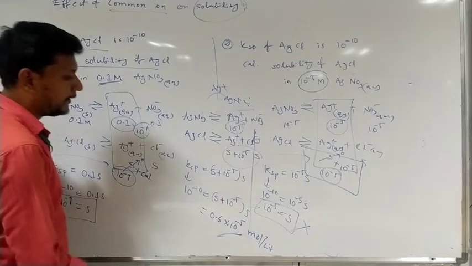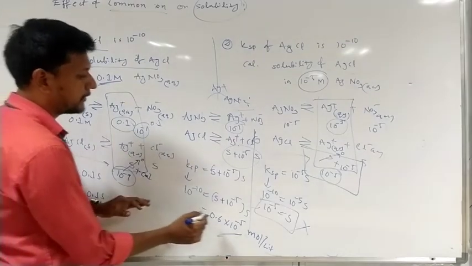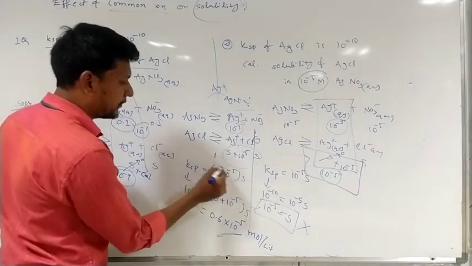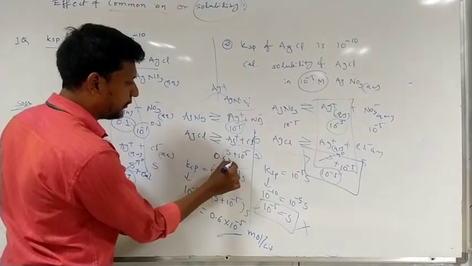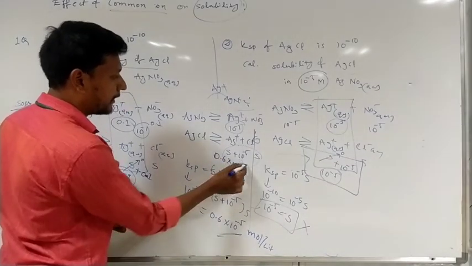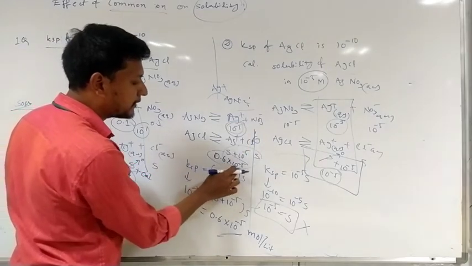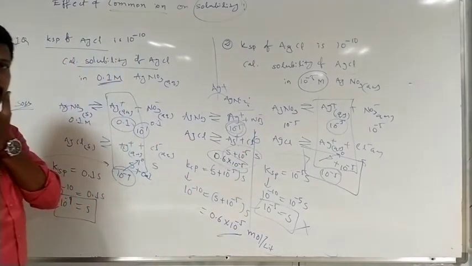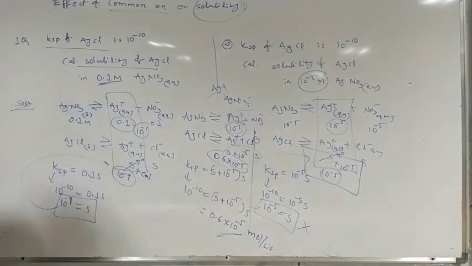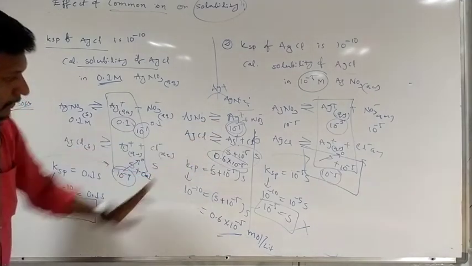Here you have to observe this change. 0.6 into 10 to the power 5. Compare these two: 10 to the power 5 and 0.6 into 10 to the power 5. Why? These values are this.